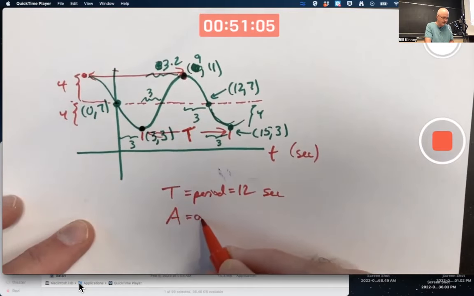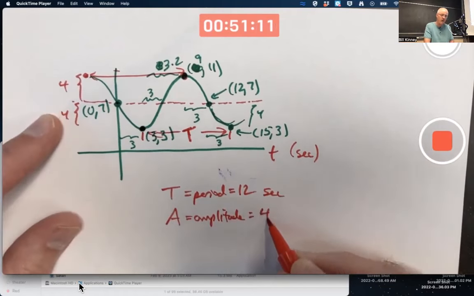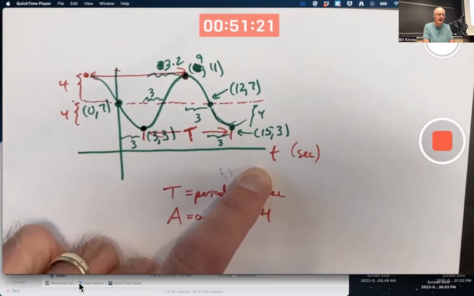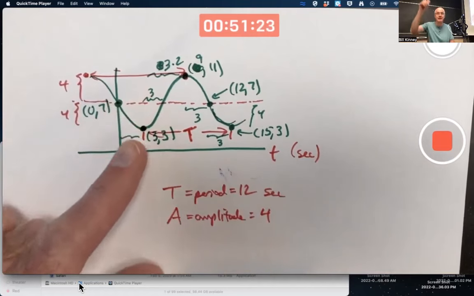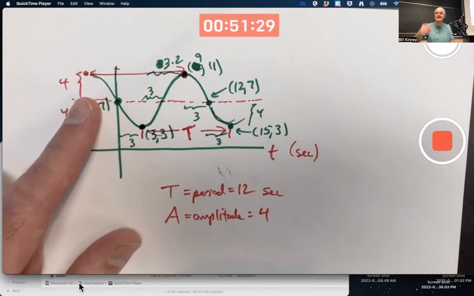A, the amplitude, is that distance there. It's 4. What are its units? I didn't say what the units for the vertical axis would be. It depends on the application. Maybe the horizontal axis is a time, and maybe the vertical axis is a distance, maybe like a bob floating up and down in the water. Then maybe the vertical axis is a distance in like centimeters or inches or something as the bob goes up and down.